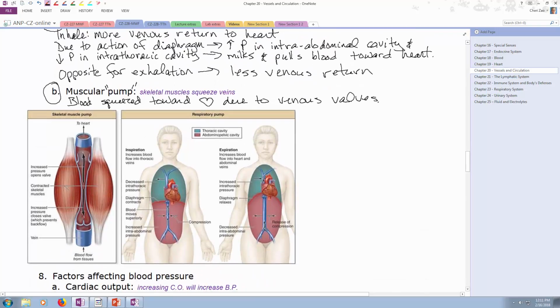Now, we have two pictures here that demonstrate this, but I want you to also understand that sometimes pictures have the wrong information with them. It does say inspiration increases blood flow into the thoracic veins and thoracic cavity, and expiration increases blood flow into the heart and the abdominal veins. I don't want you to pay any attention to that. I want you to follow what I described to you previously. Inhalation increases venous return, and exhalation will therefore not increase venous return. It will be less when we exhale.